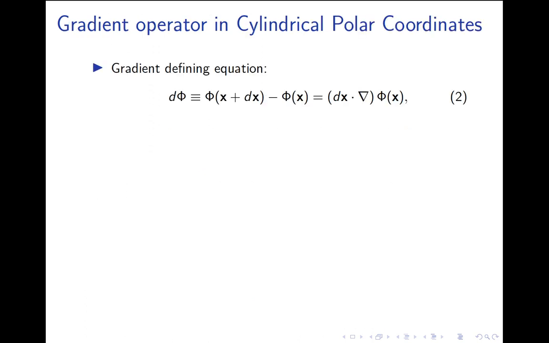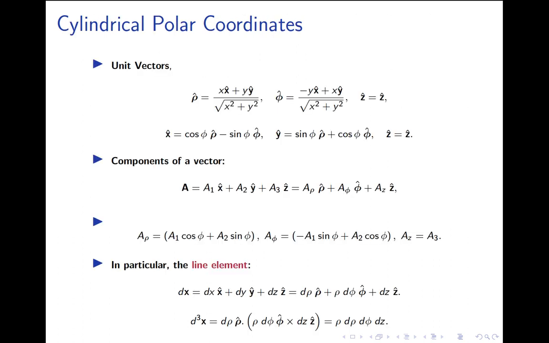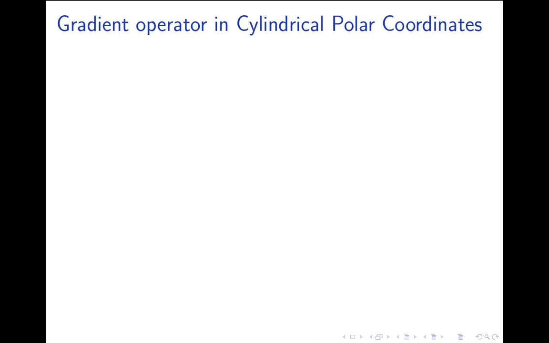Okay, once we understand how line elements and volume elements work out, we might want to look at the gradient operator, because in electrodynamics we will need that. So, the gradient operator: how does it look in cylindrical polar coordinates?